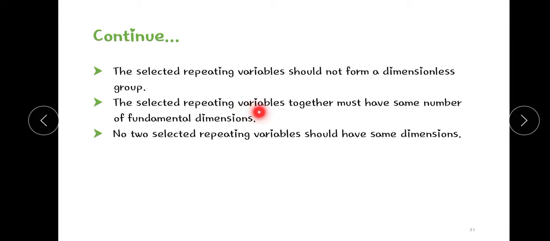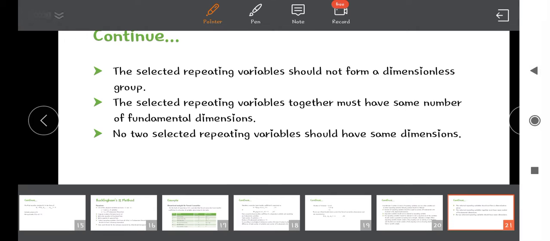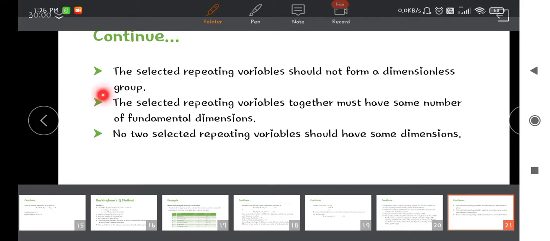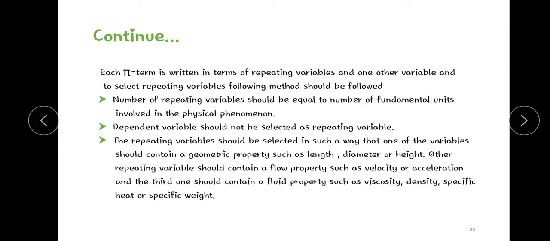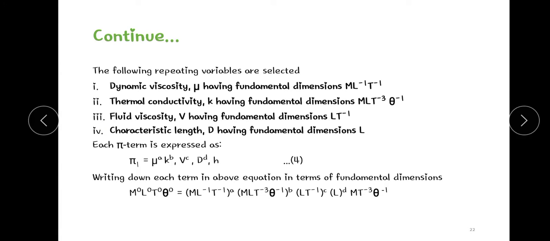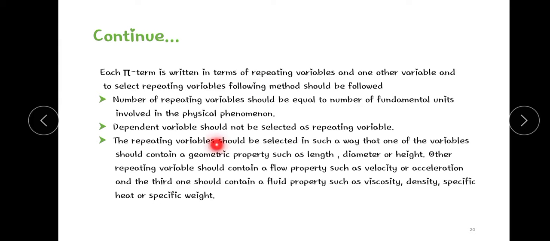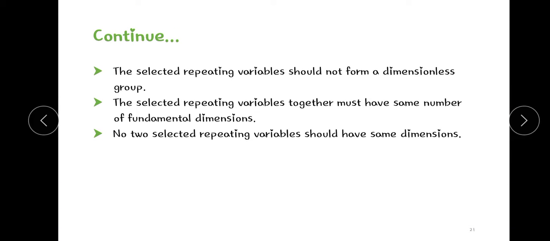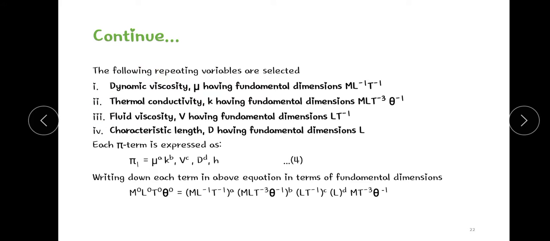The selected repeating variables together must have all the fundamental dimensions, and no two selected repeating variables should have the same dimensions. Okay, give 1 minute. So this is the procedure for how to select repeating variables. The following repeating variables are selected by this method.